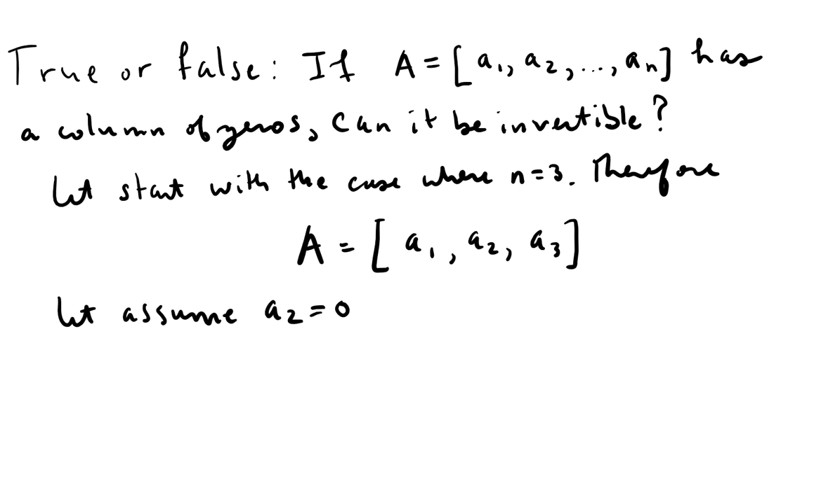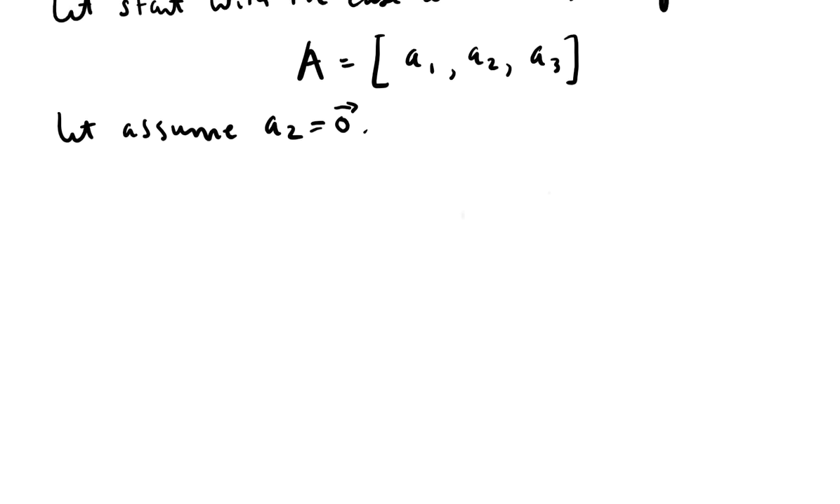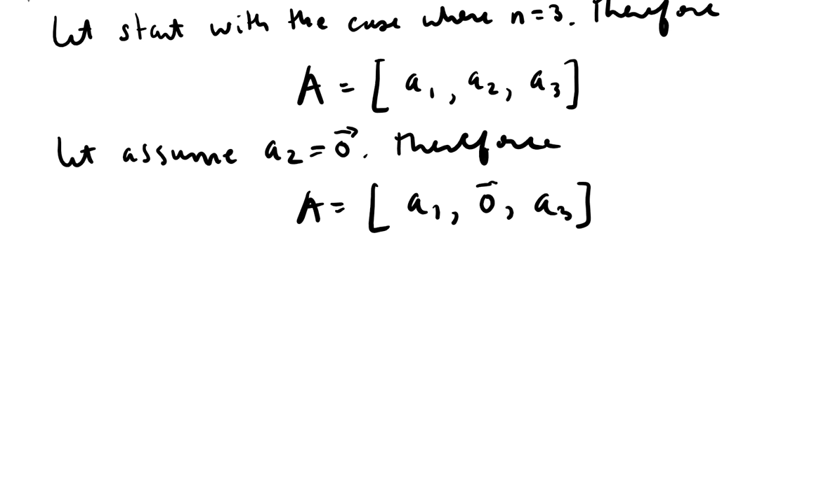Again here it's just so that the reader can more easily follow what's going on, and after that I'll just say that without loss of generality, I can extend my proof. So therefore A is now the matrix A1, 0, A3. I'll put an arrow just so that you remember that this is the vector of all zeros here.